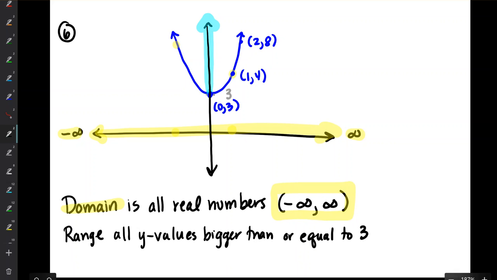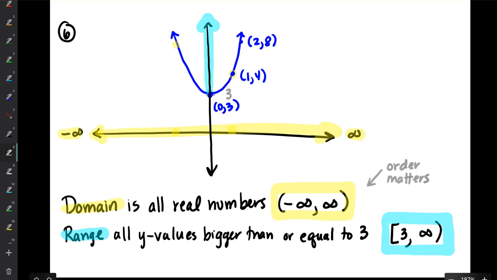And the way we write that in interval notation is we have a bracket on the 3 because we're doing or equal to, y can be 3, and then the y values just keep getting bigger and bigger. They're approaching positive infinity. Always have a parentheses with your infinities. If you wrote infinity comma 3, that would be wrong, right? Remember, order matters with interval notation.